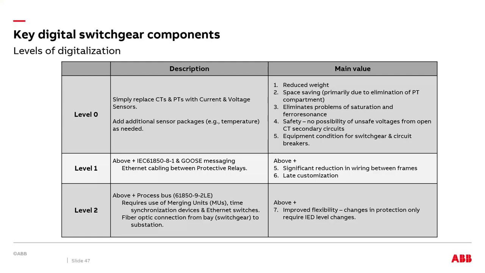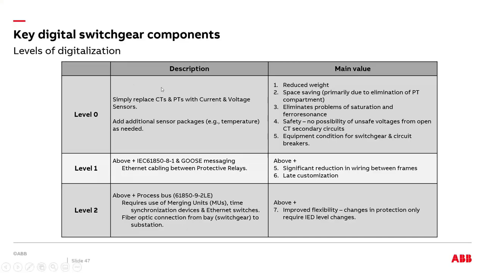And there's Ethernet cabling between the protective relays. So over here, you're reducing the cabling between the CTs and VTs and the relays, which is robust in a conventional network. Over here, it's going to be one Ethernet cable coming from the current sensors and one Ethernet cable coming from the voltage sensors and going into the protective relays. And we save money on copper. We can customize it later depending upon the application.